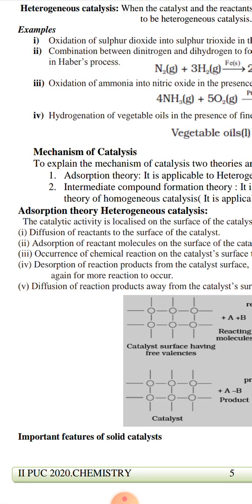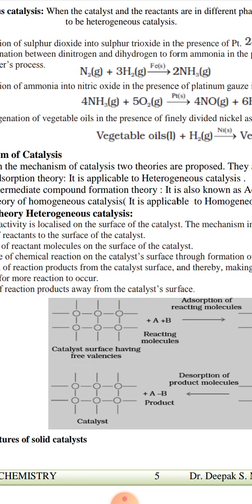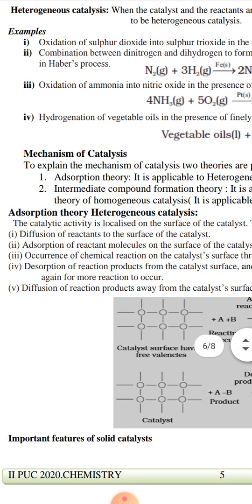Fourth step is desorption of reaction products from the catalytic surface. So desorption of reaction product means whatever product is formed is desorbed, means it is removed from the surface of the catalyst. And the last one, diffusion of reaction product away from the catalyst surface, means removal from the surface of the catalyst here.